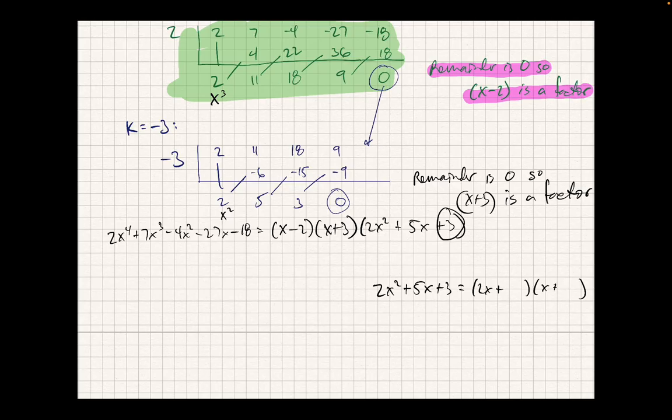Plus 1, plus 3. Sorry, plus 3, plus 1. Let's check. So 3x plus 2x is 5x, and 3 times 1 is 3.